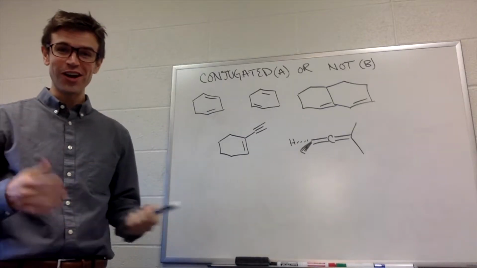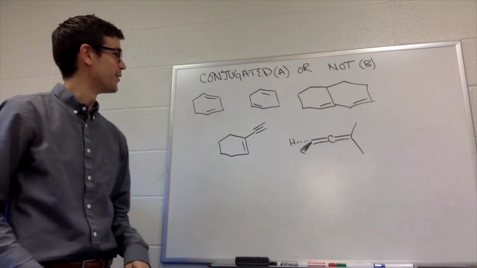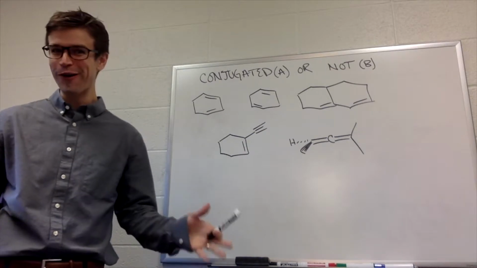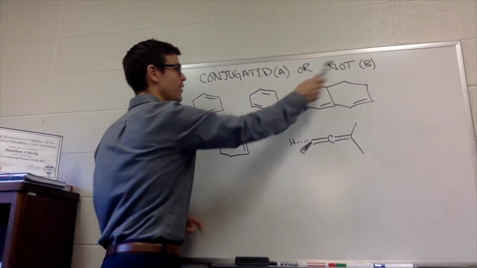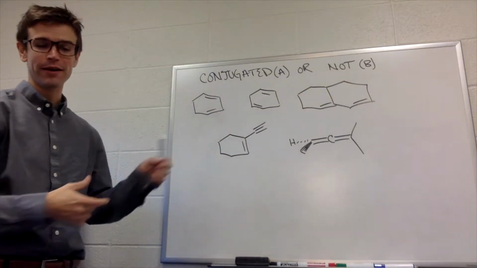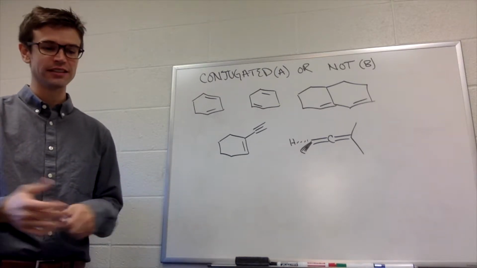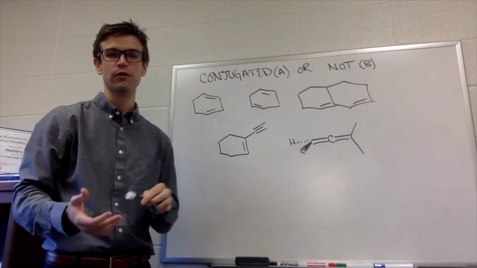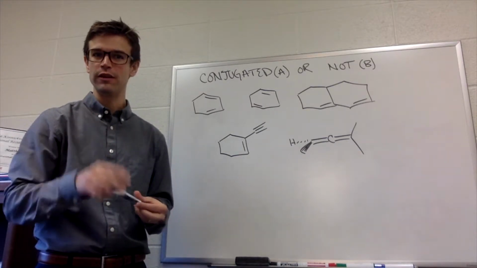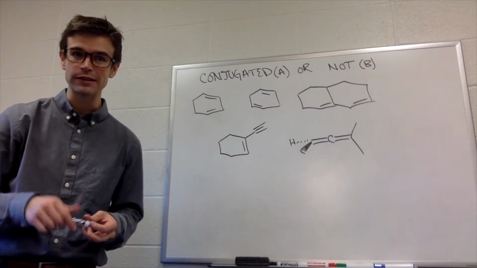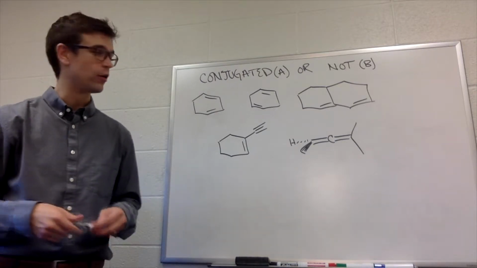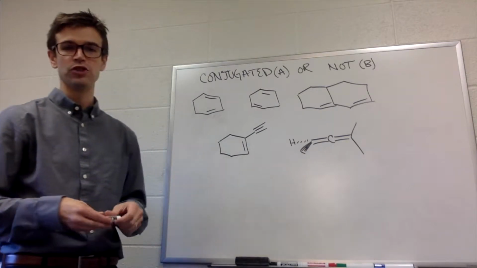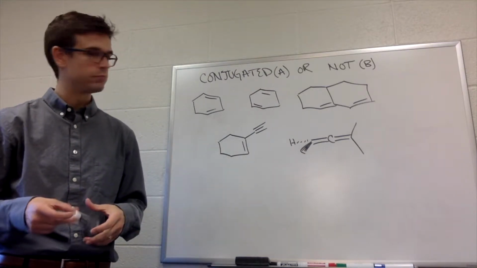This edition of Conjugated or Not, we're going to talk about whether these compounds are conjugated or not. A or B. So we have 5 compounds here. We just learned about what conjugation is, so we should be able to tell if these molecules have conjugation or if they don't. And there is one of these that is a little bit tricksy. So pause the video, decide for yourself, and then we'll check the answers after you're done.